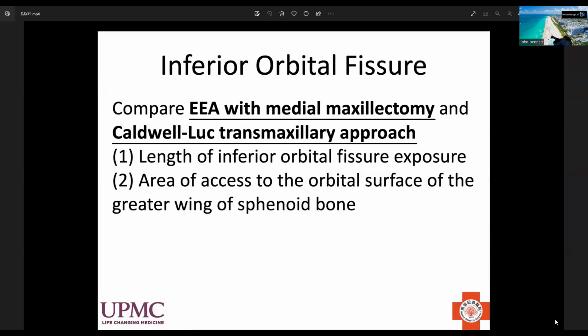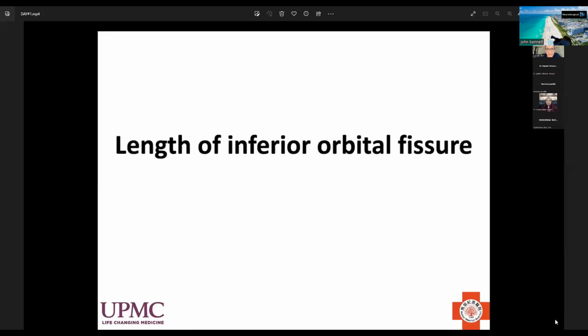In this study, we try to analyze the inferior orbital fissure by EEA with medial maxillectomy and the Caldwell-Luc transmaxillary approach. By these two different approaches, we try to calculate and measure the length of the inferior orbital fissure exposed and the area of the orbital surface of the greater wing of the sphenoid that we can access.